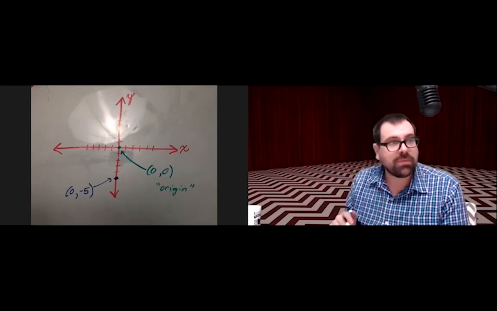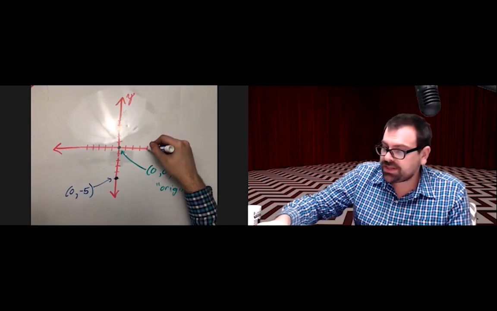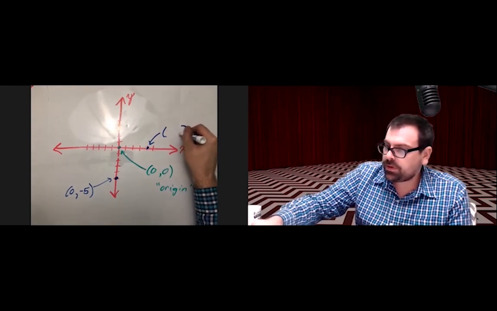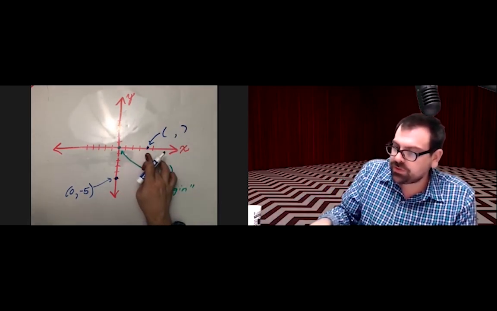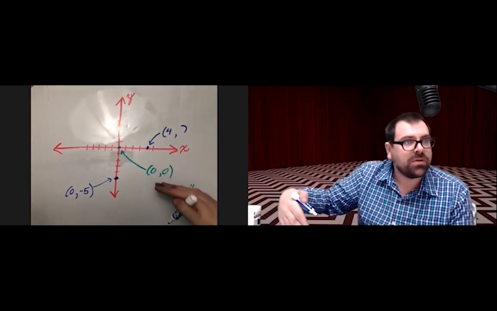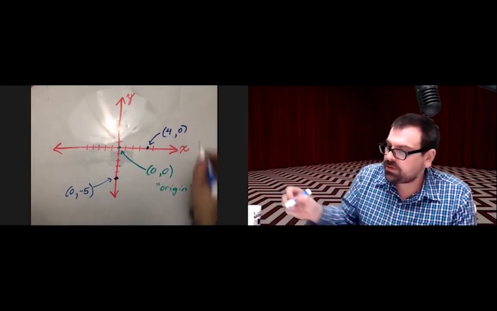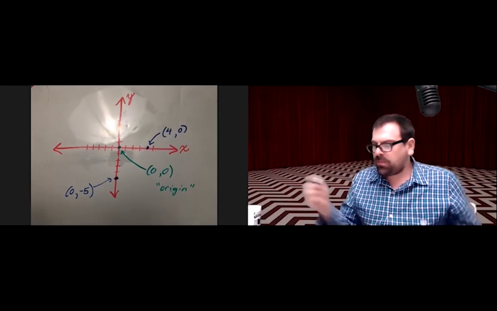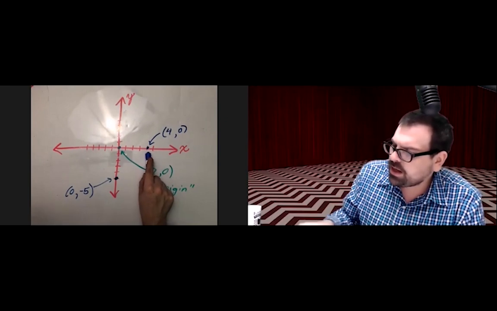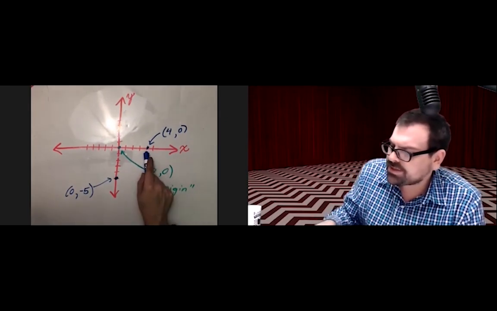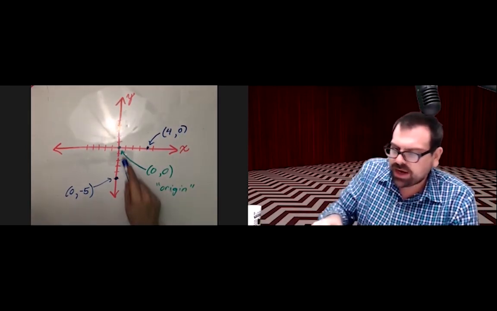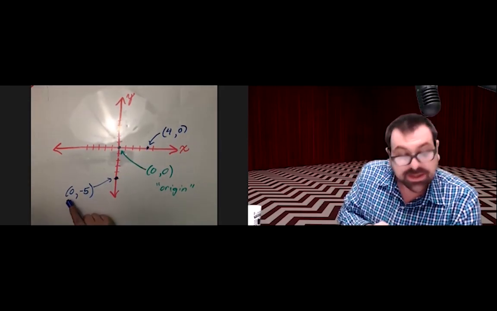We'll talk about that in a second, but I also want to talk about this point right here. Now the x is 1, 2, 3, 4, but the y has not moved any from 0. So the y is 0. What I want to point out here is that something that's directly on the x-axis, the horizontal axis, has a y of 0. Something that is directly on the y-axis has an x of 0.